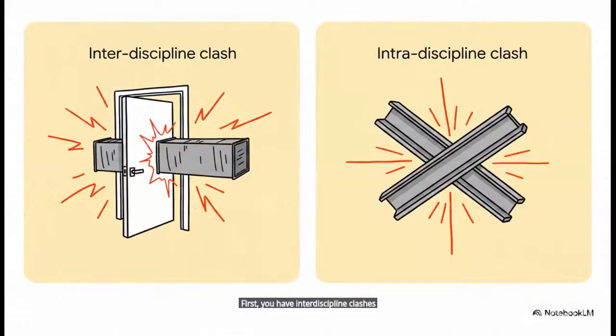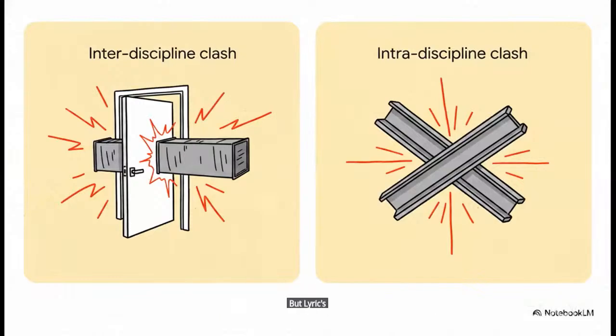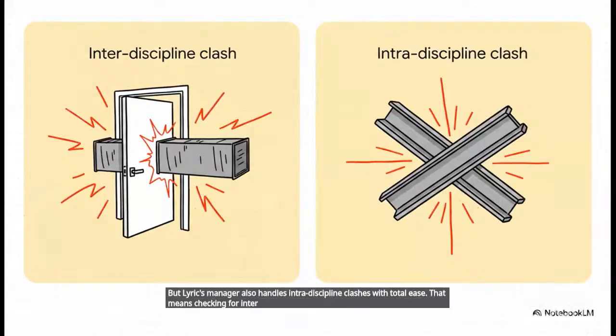These happen between different teams, like when the architecture model puts a door exactly where the mechanical team placed a massive ventilation shaft. But Larix Manager also handles intradiscipline clashes with total ease. That means checking for intersections within the same discipline, like structural beams clashing with other structural beams, or maybe windows colliding with other windows because of a simple duplication error.